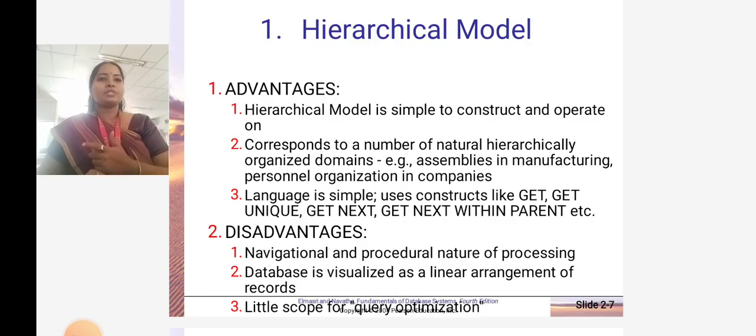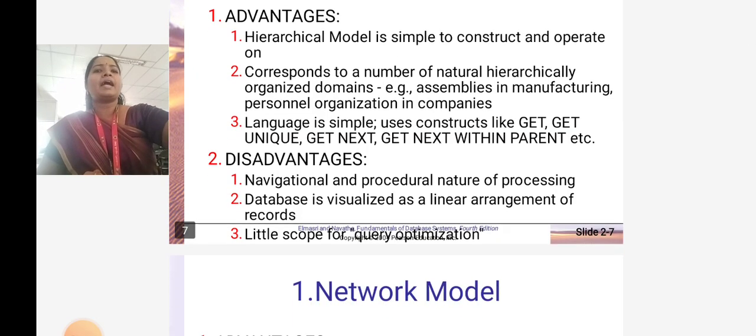The language is simple, using constructs like get unique, get next with parent, etc. For example, we can add some variety of data. From the data, we can retrieve more information about that particular data. For example, if there is a date of birth, we can retrieve information like age and how many years have passed since birth. Those data can be retrieved.